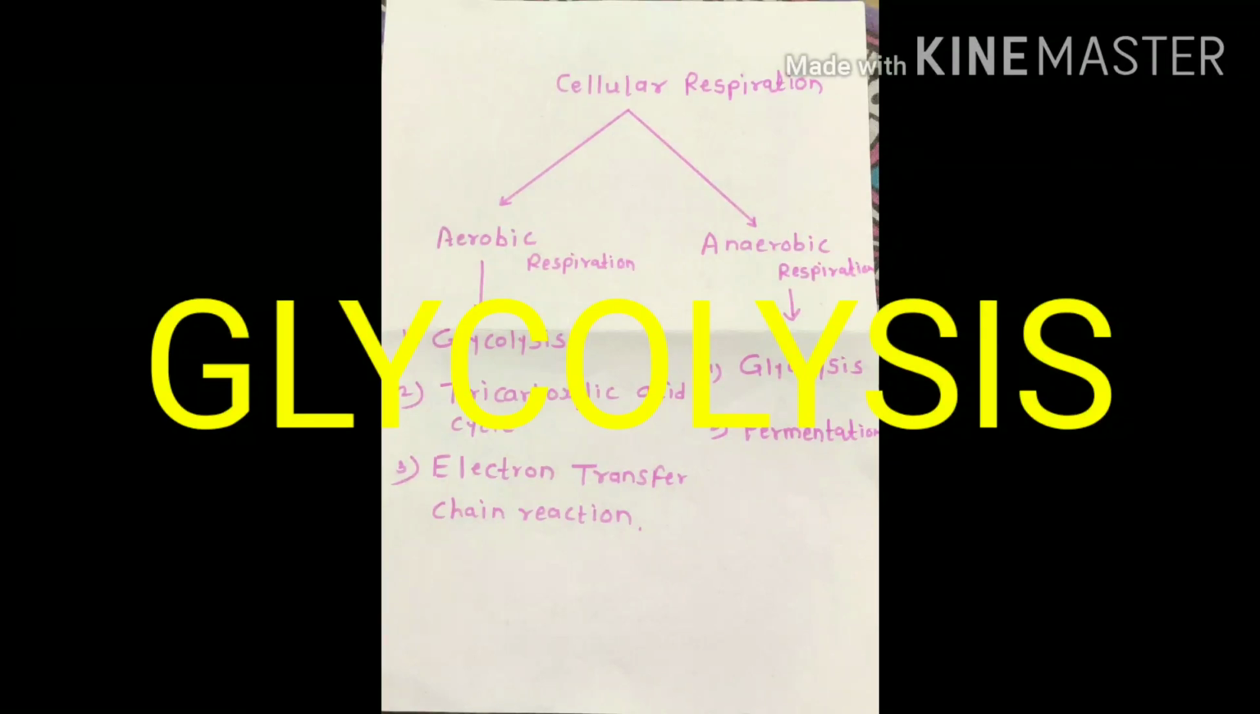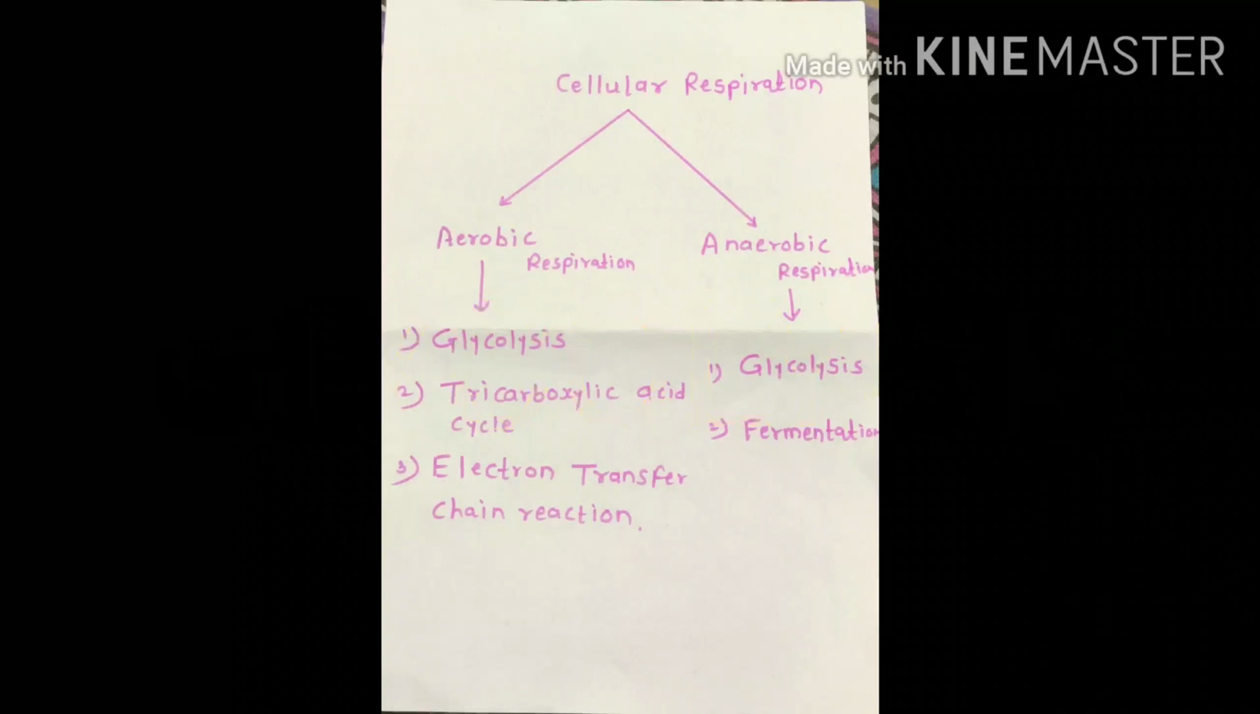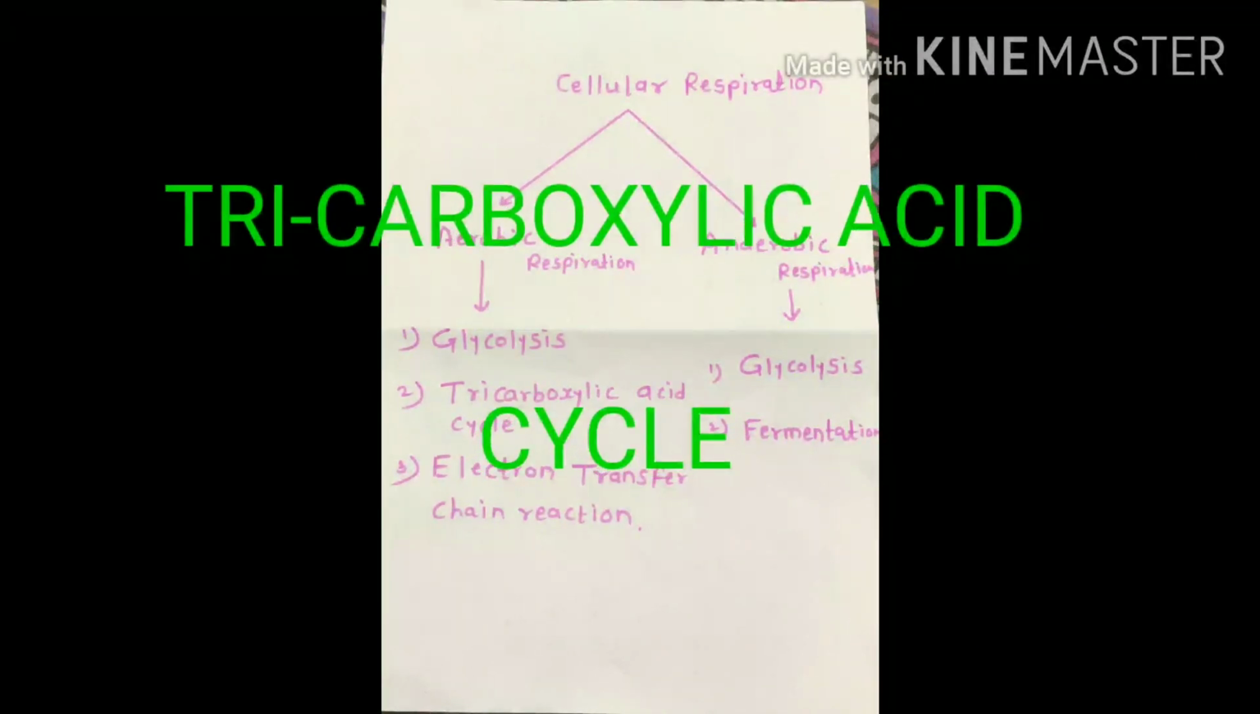Then what are NADH2 and FADH2? NADH2 is nicotinamide adenine dinucleotide. These are the enzymes formed in the cells and used in cellular respiration. FADH2 is flavin adenine dinucleotide. Understood? Second step, that is the tricarboxylic acid cycle.